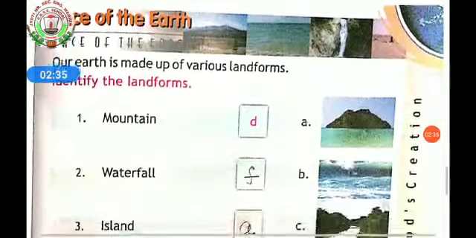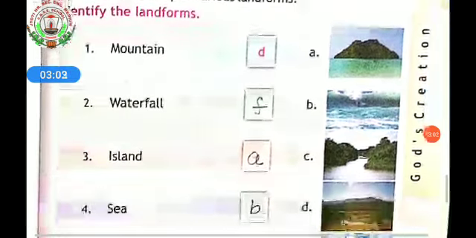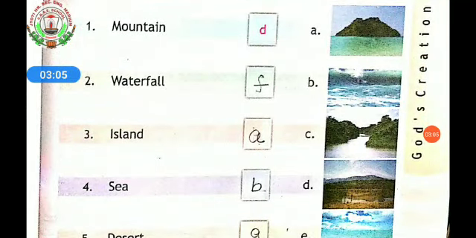Next, page number 11. It is about the face of the earth. Our earth is made up of various landforms. There are various forms of land. Somewhere you can see flat land. Somewhere it is a high form of land. In some areas there is only sand. In some landforms there is water. We have to identify the landform and write according to that.